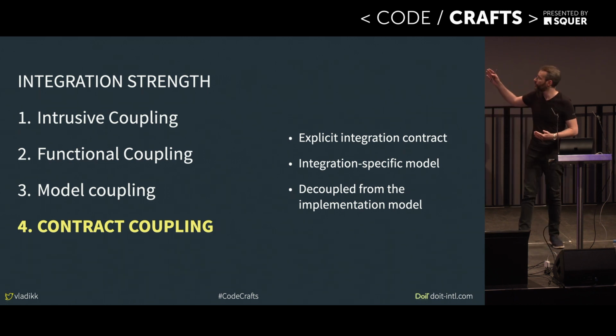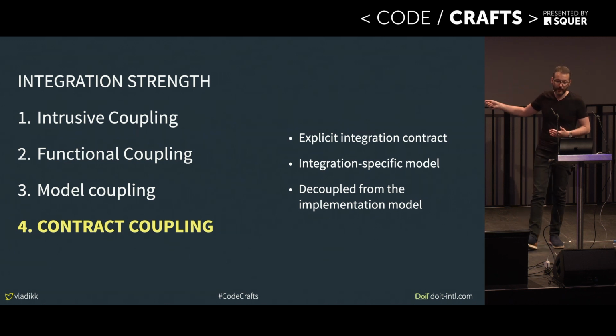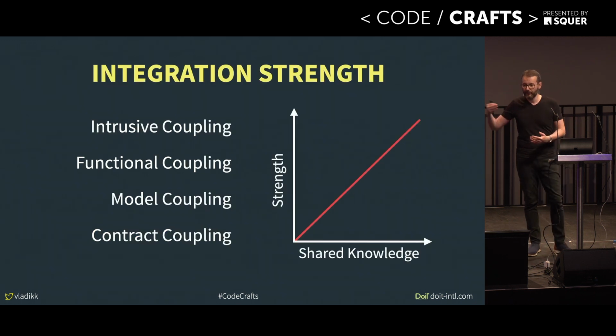So in a sense, here we're minimizing the amount of knowledge that we are sharing across the boundaries of the upstream component. We are minimizing the knowledge that we are sharing, and thus we are minimizing the chances for cascading changes happening across the system.